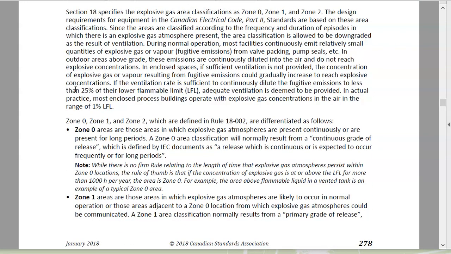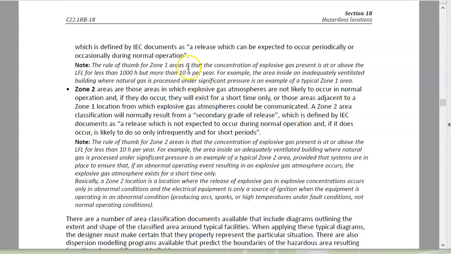We've got Zone 0, Zone 1, and Zone 2, and it gives us a bit more detail. It says there's no firm rule relating to explosive gas atmospheres that persist in Zone 0. The rule of thumb is that if it is above the LFL, the lower flammable limit, or the amount it takes for the sucker to blow up, for more than 1,000 hours per year, the area is going to be a Zone 0. Then Zone 1 is less than 1,000, but more than 10 hours a year. And Zone 2 is less than 10 hours per year.